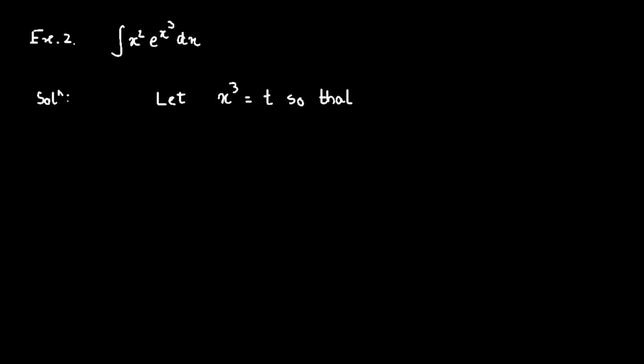Example number 2. Here we have the integral of x squared times e raised to the power of x cubed dx. By using the method of substitution, we substitute x cubed with t, and then differentiate both sides with respect to x. That should give us 3x squared dx equals dt. Now we consider the integral and rearrange the terms, so that we get e raised to the power of x cubed times x squared dx.